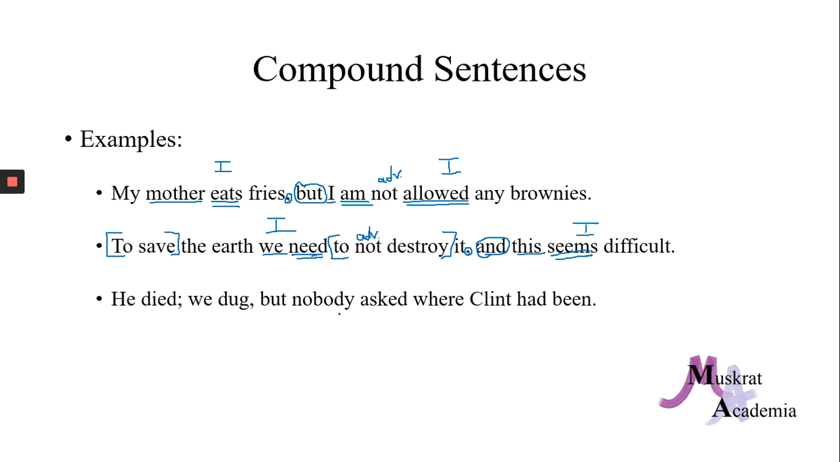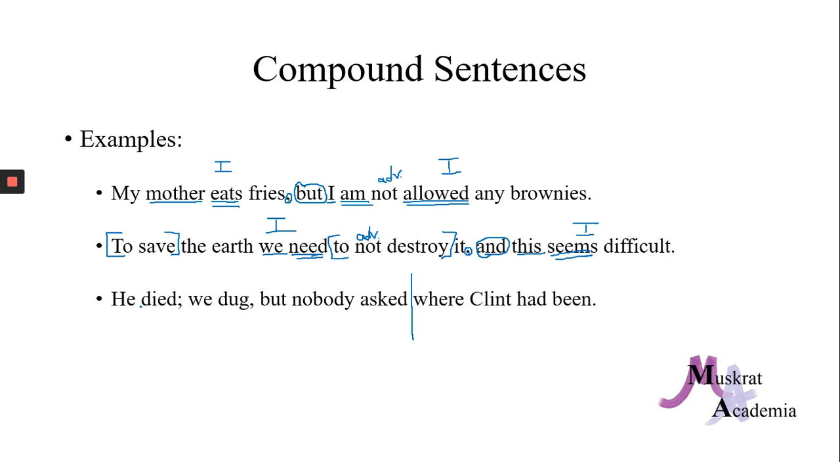He died, we dug, but nobody asked where Clint had been. This is not a compound sentence. It is not. Why is it not? Because it has Clint had been. Where has Clint been? That has nothing to do with the compound sentence.